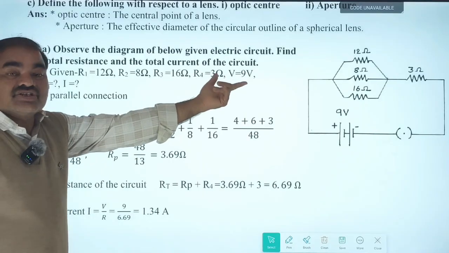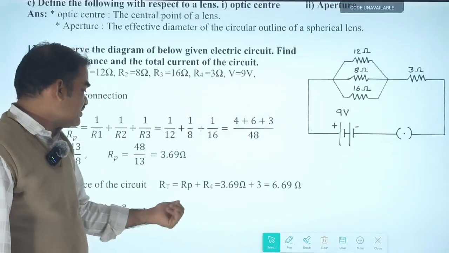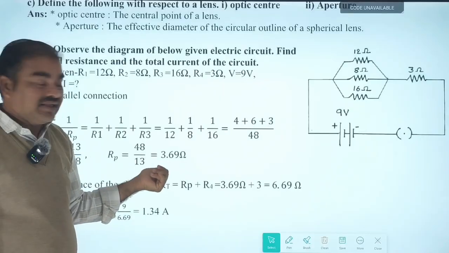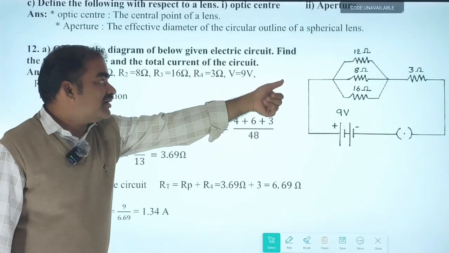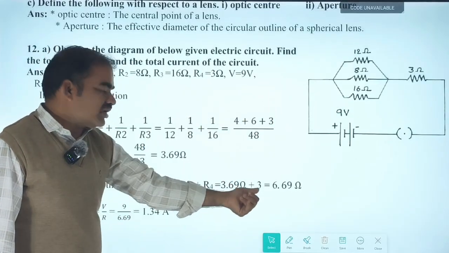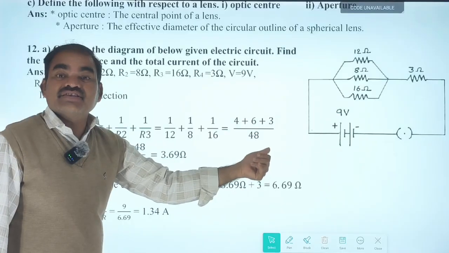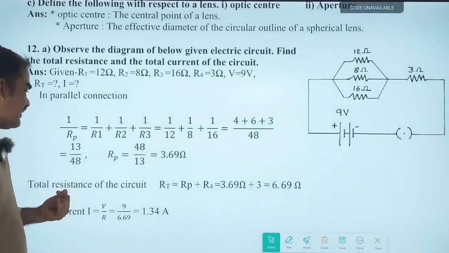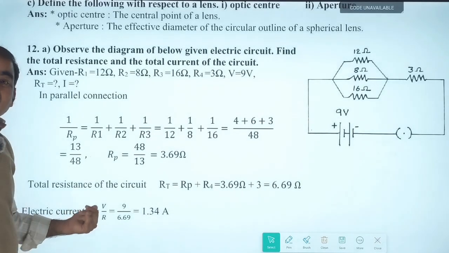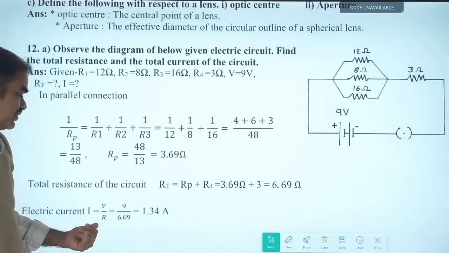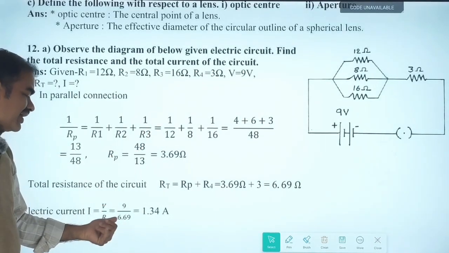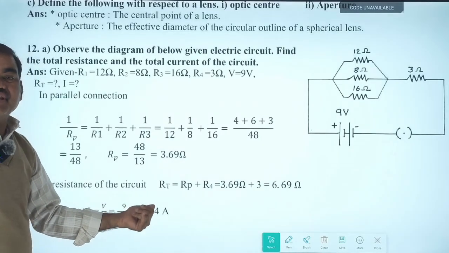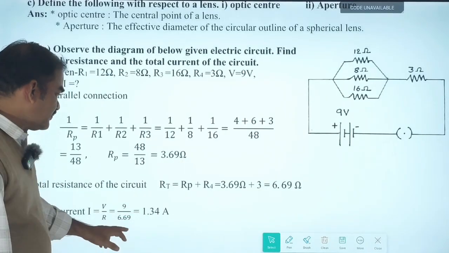Now find the total resistance. Total resistance is Rp plus R4. Resistance in parallel we got 3.69, and R4 is 3, so the total resistance is 6.69 ohm. Electric current I equals V by R: V is 9 volt divided by 6.69, which gives 1.34 amperes.